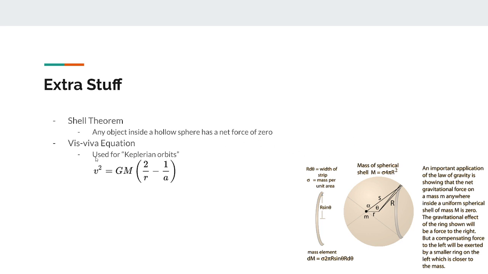We have the Vis-Viva equation, which is used for Keplerian orbits. So this is v squared equals GM, sometimes denoted with the mu symbol, times 2 over r minus 1 over a. This is also a way for us to find our orbital velocity. And this is a really easy way to remember the equation: v squared equals GM times 2 over r minus 1 over a, right?